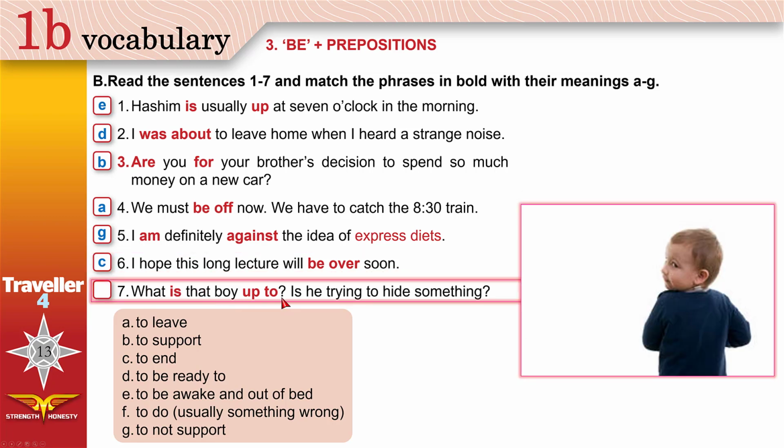What is that boy up to? What's he doing? Is he trying to hide something? You know, he doesn't look very innocent. What's he up to? What's he doing? And usually when you say up to, you mean that he's doing something wrong. What's he trying to hide?